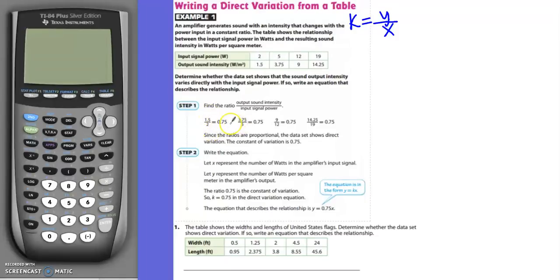1.5 divided by 2 is 75 hundredths. 3 and 75 hundredths divided by 5 is 75 hundredths. 9 divided by 12 is 75 hundredths. 14 and 25 hundredths divided by 19 is 75 hundredths. So if we say k is 75 hundredths, and we write in the equation y equals kx, we have y equals 0.75x.